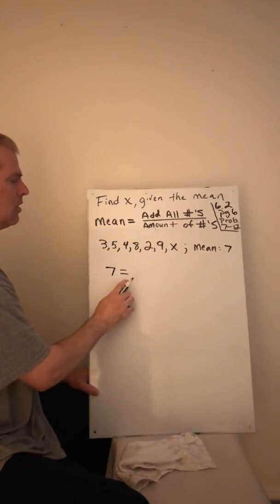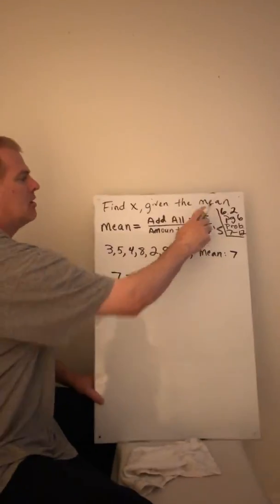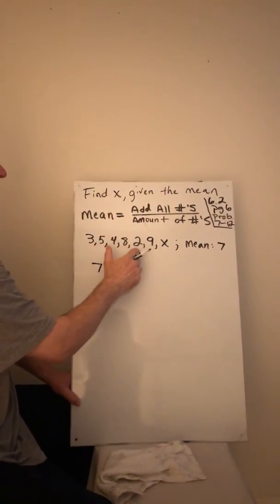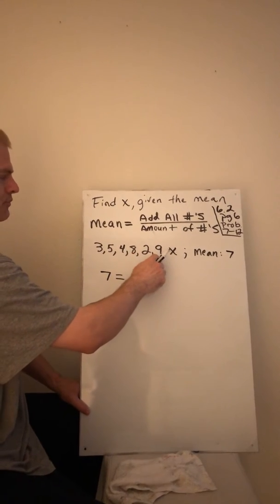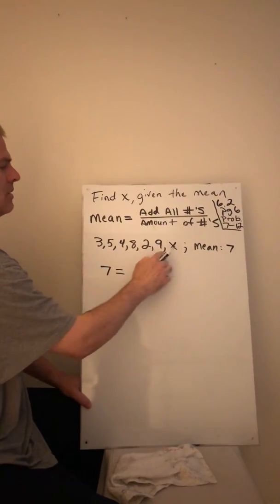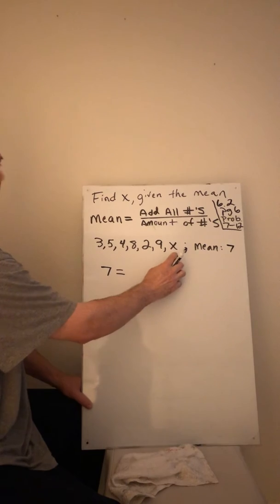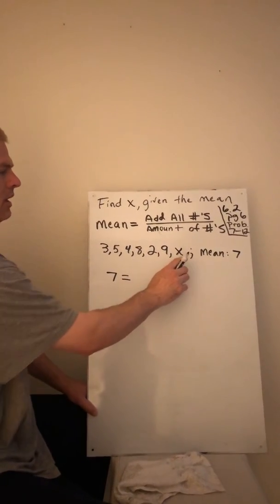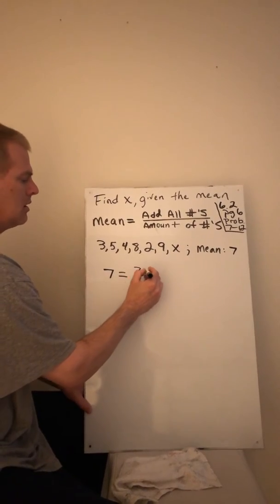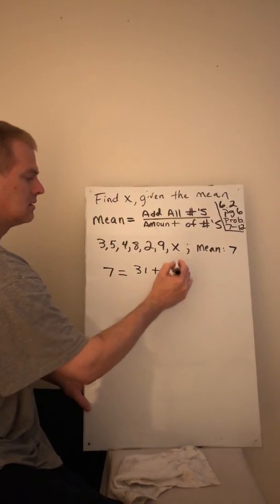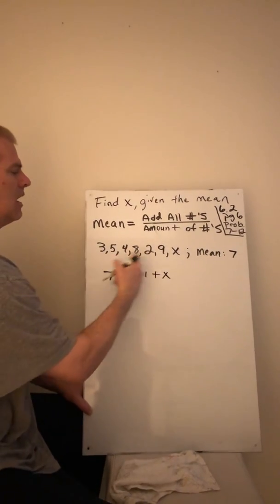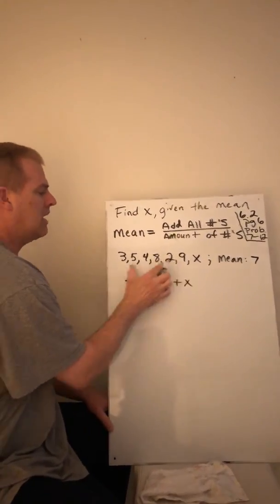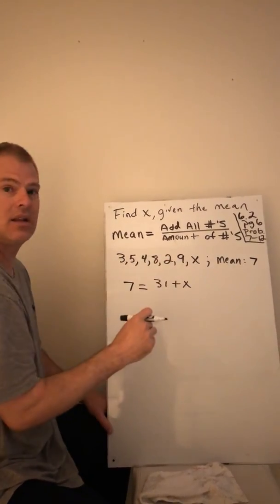So I write 7 equals, well, it says add up all the numbers. So 3 plus 5, 8, 12, 20, 22, 31. Okay, so I added all these up together, 31. Well, I can't add the 31 plus the x. So what do we do? Well, we write 31 plus x. Since we cannot add a number with a letter, they are not like terms. So we add the numbers together and then we add the x.